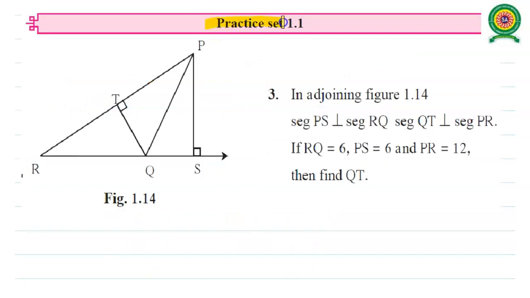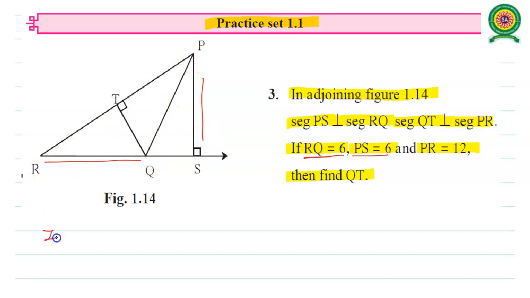Look at question number 3, practice set 1.1. In the adjoining figure 1.14, segment PS is perpendicular to segment RQ. Segment QT is perpendicular to segment PR. If RQ equals 6, PS equals 6 and PR equals 12, then find QT. Look once towards RQ and PS. Once we have RQ and PS, those are the base and height of which triangle? PQR.